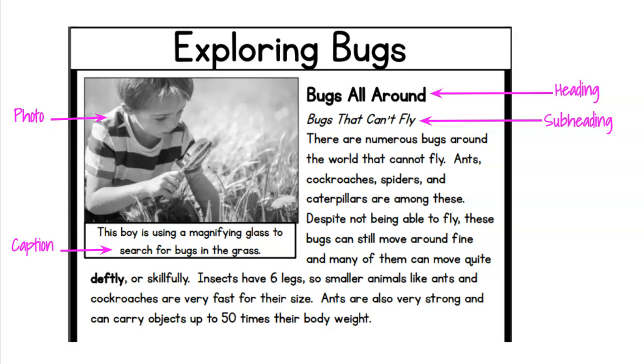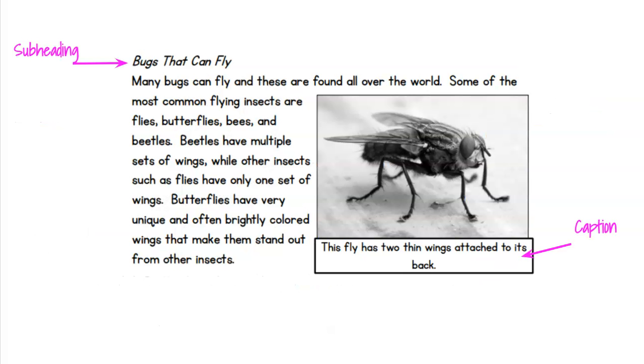Lastly, in this article, we have our subheading. The subheading is just a more detailed version of the heading. So if the heading is "Bugs All Around," then the subheading, so the specific paragraph, is going to be about bugs that can't fly. And then we also are going to have a second paragraph to read, which the subheading is "Bugs That Can Fly." And there's also another caption with this picture. This caption says that this fly has two thin wings attached to its back. So let's go through and read the article.